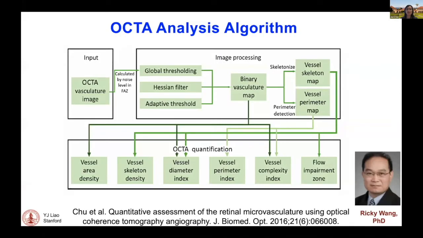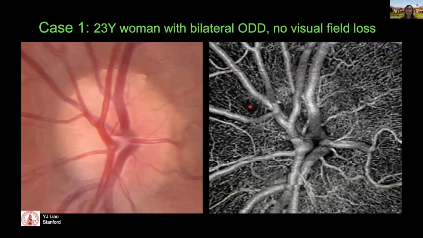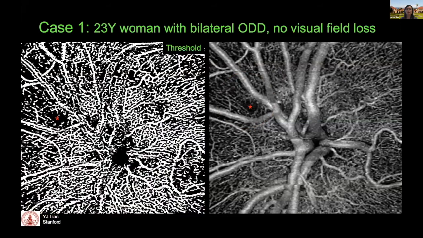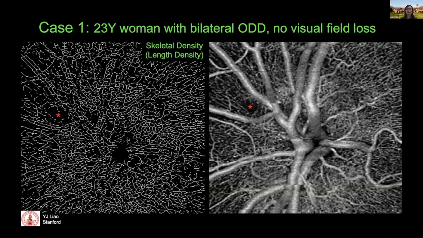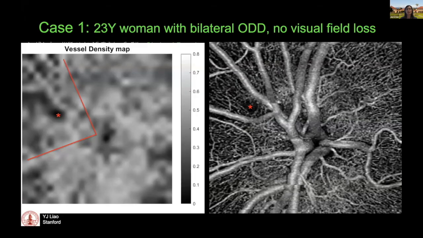Using an algorithm that's developed by Ricky Wang's lab at University of Washington, we're analyzing these pictures. And so let me show you what this looks like. We would do a threshold image. And then from there, we could generate a variety of different measurements, including looking at the density of the blood vessels. And so what I see is there is a hint that the left and left upper portion of the picture has fewer blood vessel markings. And we could generate a map of the vessel density.